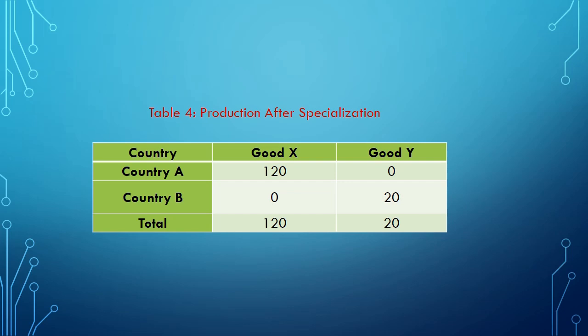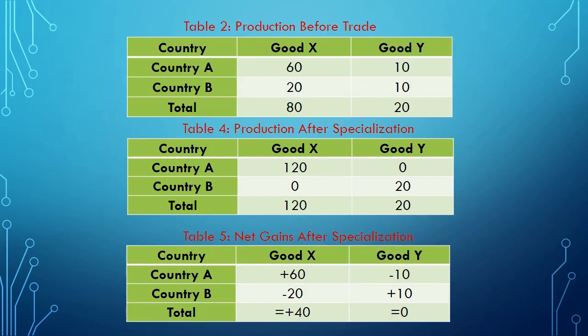So total world production is 120 units of good X produced in the world, and 20 units of good Y produced in the world, because we have 2 countries only. This is actually our assumption. Now we want to get net gains after specialization. We want to calculate these net gains after specialization.